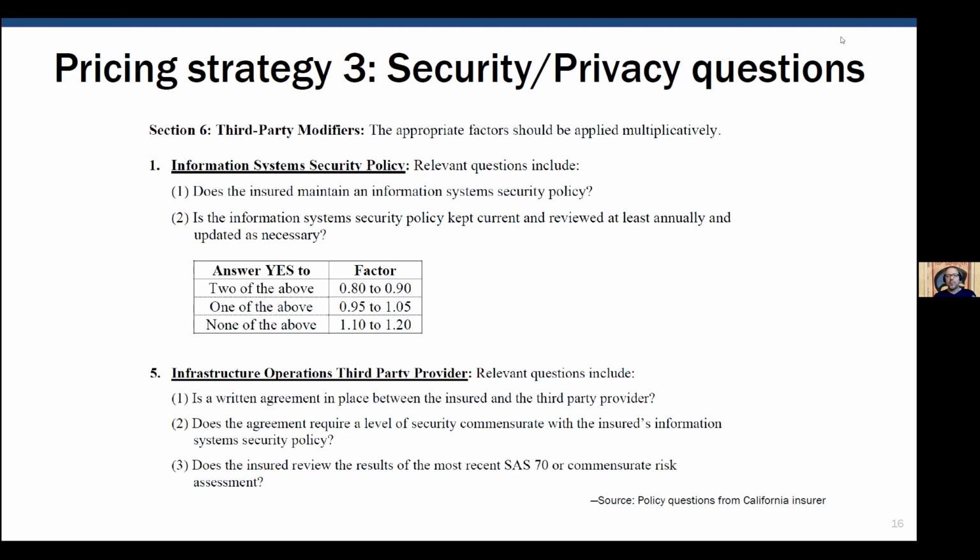Now, how they come up with these numbers, these multipliers, 0.8 to 0.9, 0.95 to 1, I have no idea. There's never any explanation about this at all. It might have been a room of people sitting together and identifying what they thought were the most important questions and what they thought were reasonable ranges for factors. But I have no idea.